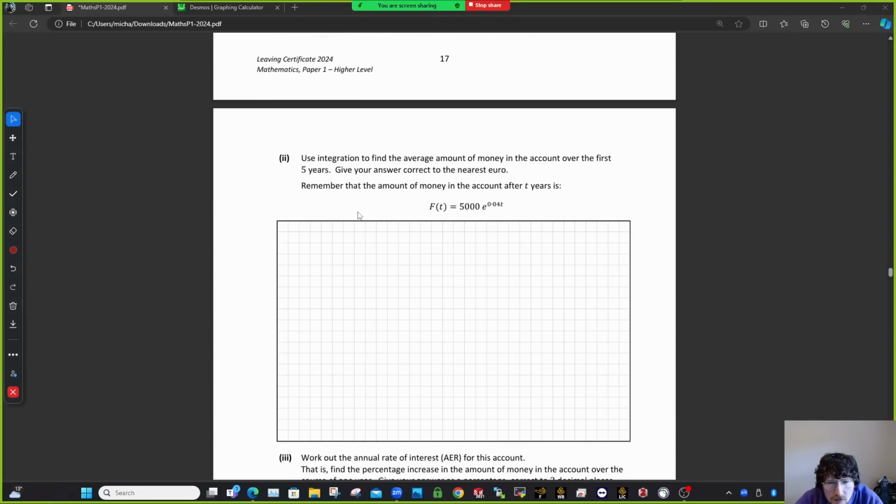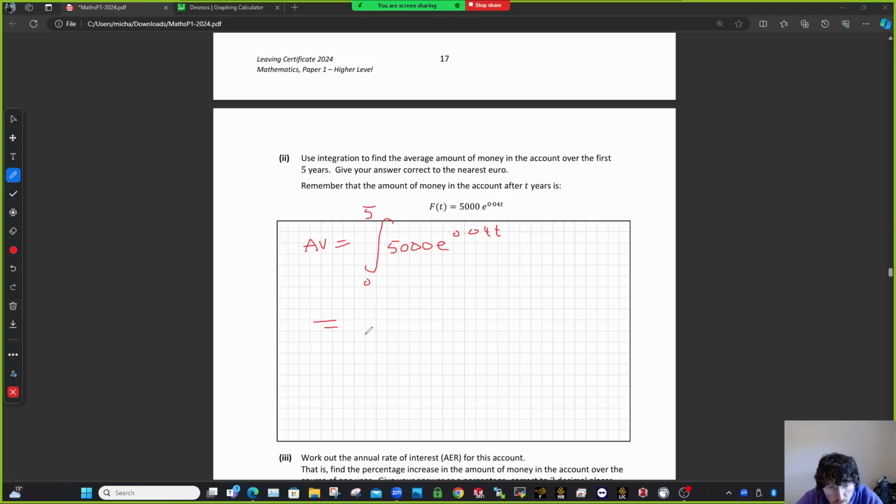Right. Use integration to find the average amount of money. So that's the average value formula. Your average value, you call it AV, is equal to 1 over b minus a, times the integral from a to b of your function. So the average value here, AV, equals the integral for the first 5 years, so 0 to 5, of this function.